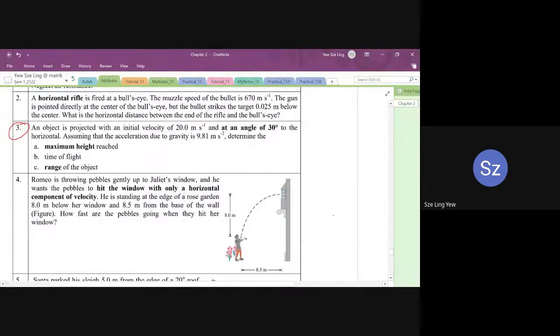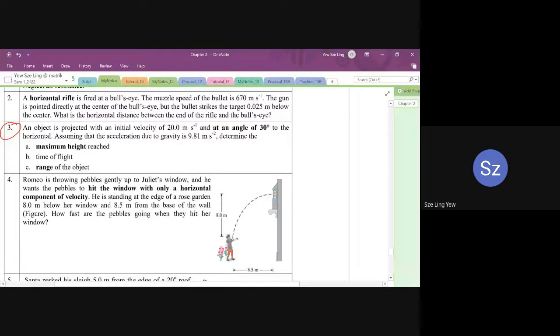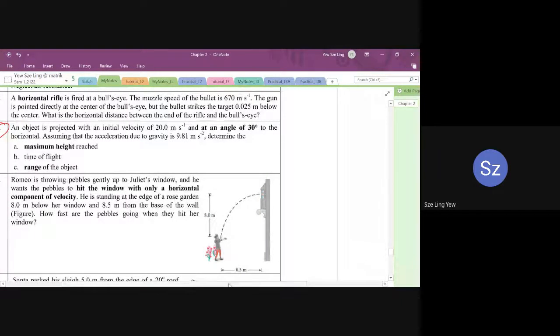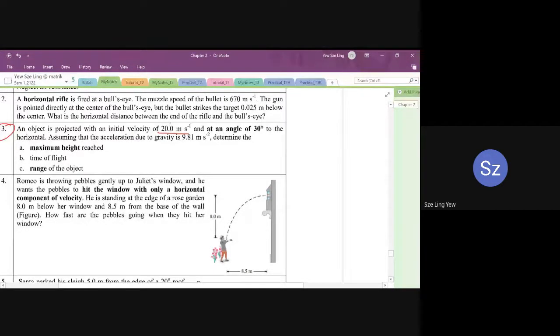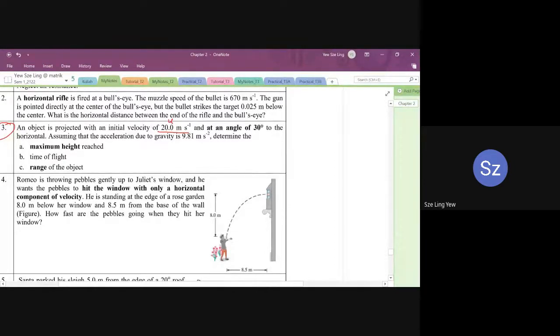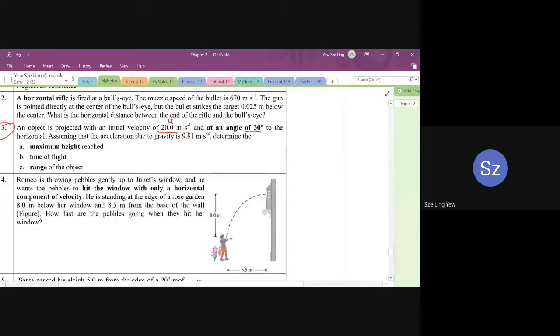So now let's look at question number 3. Okay, I'm not sure whether this question is in your notes or not, because this is the question that I use in my own tutorial notes. So an object is projected with an initial velocity. Now, initial velocity, this is u. Okay, so it's not ux, it is not uy. At an angle, so now you have an angle to the horizontal, 30 degrees to the horizontal. Assuming that acceleration due to gravity is 9.81, determine the maximum height reached, the time of flight, and the range of the object. So now you have a projectile motion.